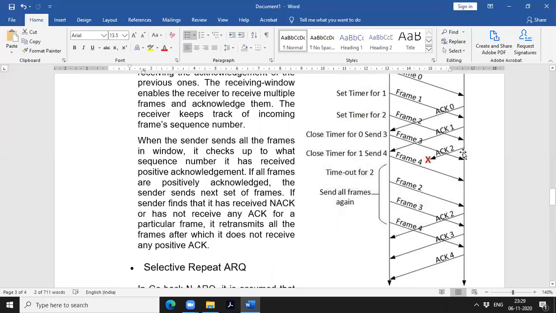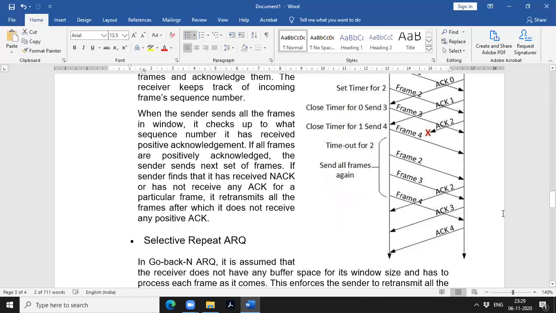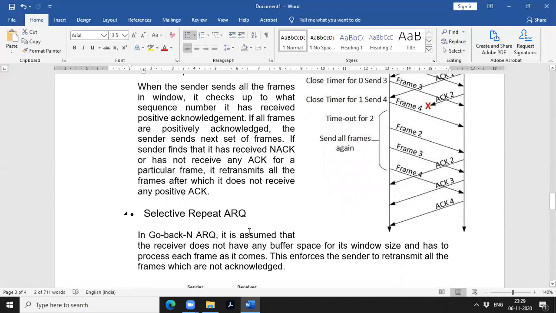Because we have not received the acknowledgement, even though frame 2, frame 3 and frame 4 are successfully received on the receiver side, because of the negative acknowledgement, the sender will retransmit the second frame, third frame and fourth frame until the sender receives a positive acknowledgement from the receiver. For this reason we are moving to a new concept called selective repeat ARQ.